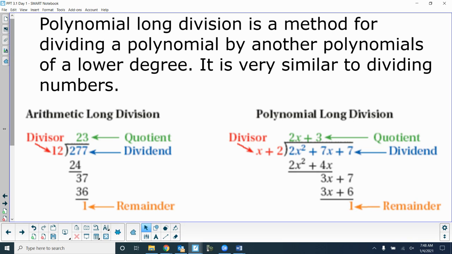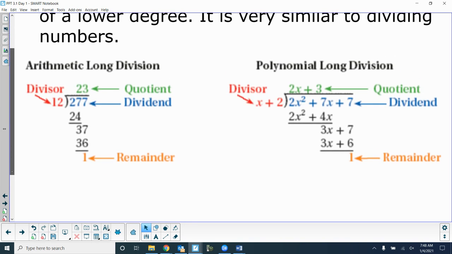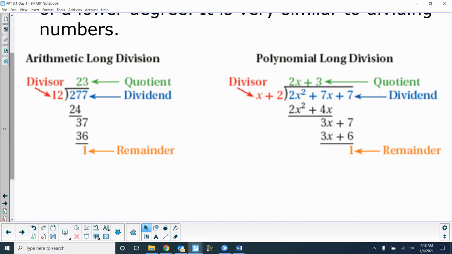Okay, so here's a regular long division problem like you're used to doing, or maybe you never learned it, but we'll go through that again, and I'll show you that it's very similar to a polynomial long division problem, which these are the type we're going to be doing here, the type on the right. Okay, so when I look at the one on the left here, 277 divided by 12, I ask myself, how many times does 12 go into 2? I know it doesn't go into 2, so I ask myself, how many times does 12 go into 27? And you guys know that's a 2, right?